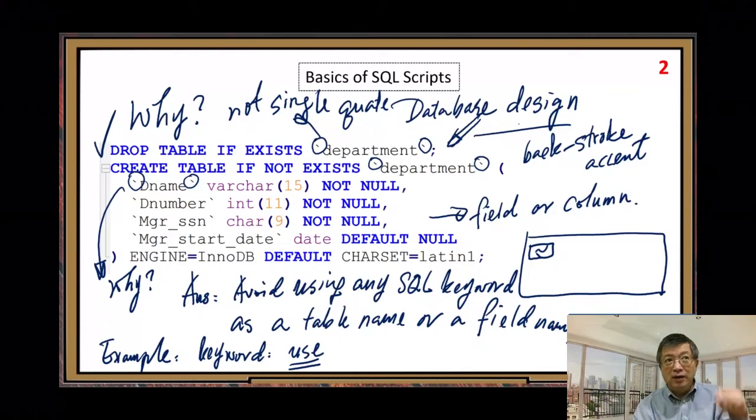But if you happen to use this keyword as your table name or field name, what would happen? You will get an error. You cannot create that table. How to avoid that? That's simple. Suppose you have a field name called use, you just put it inside backstroke accents. After that, there is no complaint. So that's the purpose of using the backstroke accent.